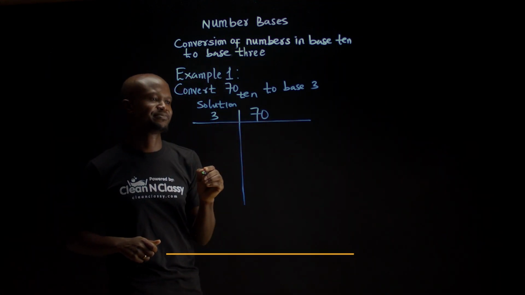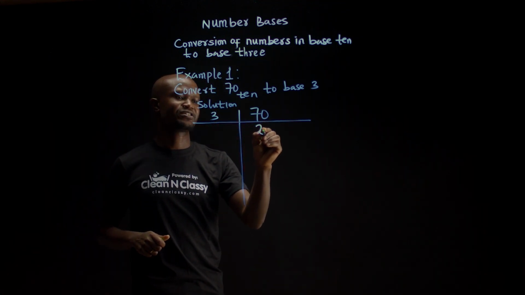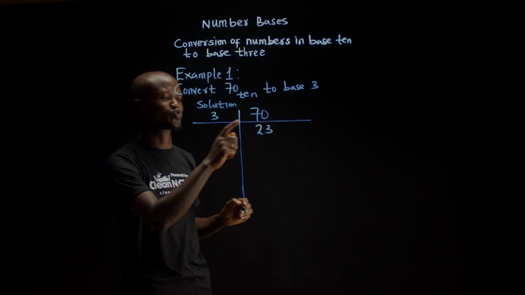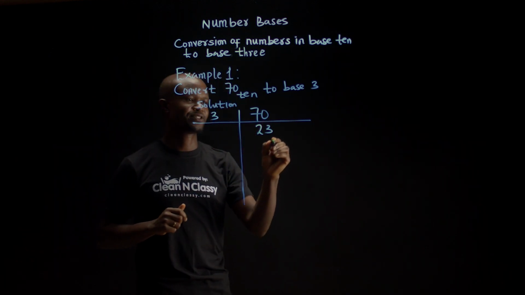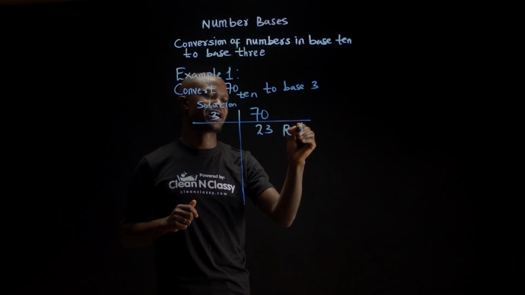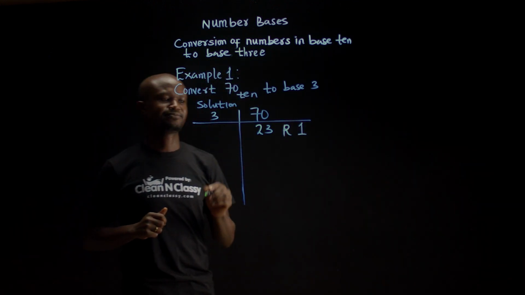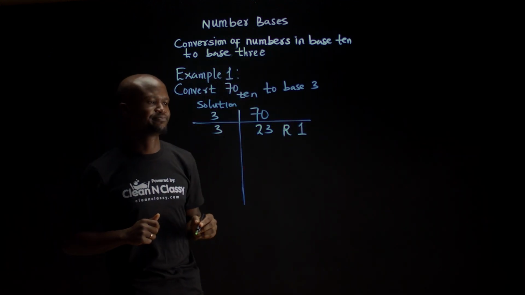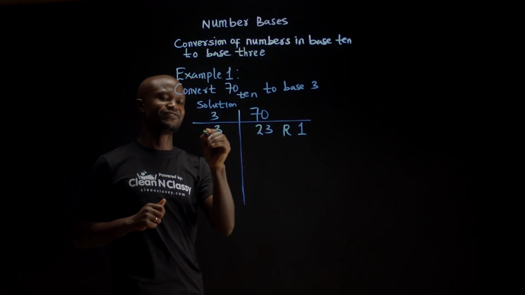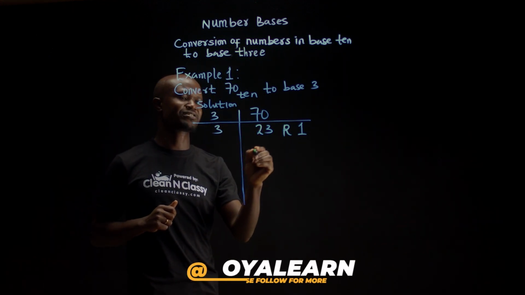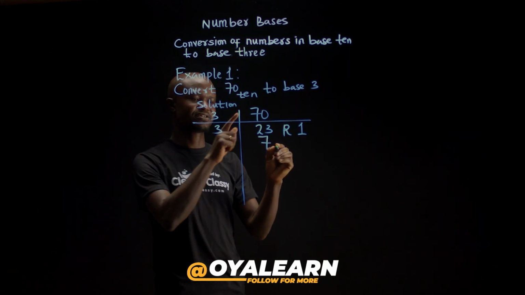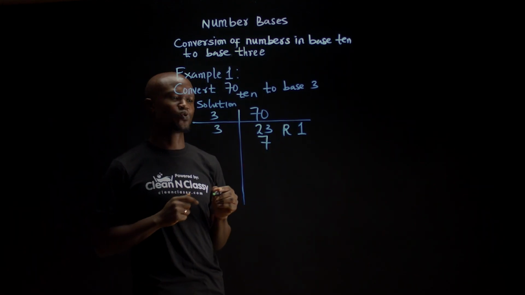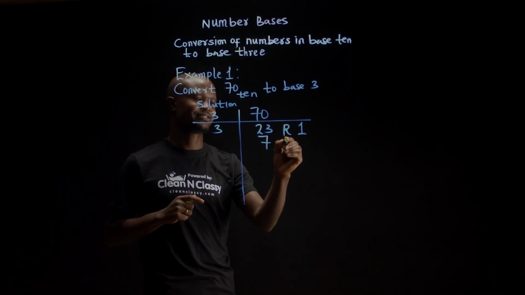70 divided by 3. That's 23, because 23 times 3 is what? 69. So remainder what? Remainder 1. Now we use 3 again. 23 divided by 3. That is what? 7. Remainder what? 7 times 3, 21. 23 minus 21, that is 2.